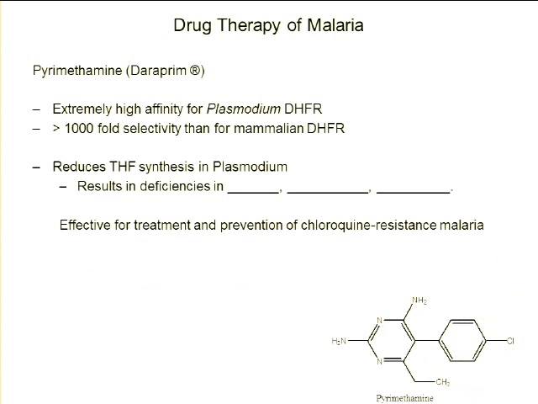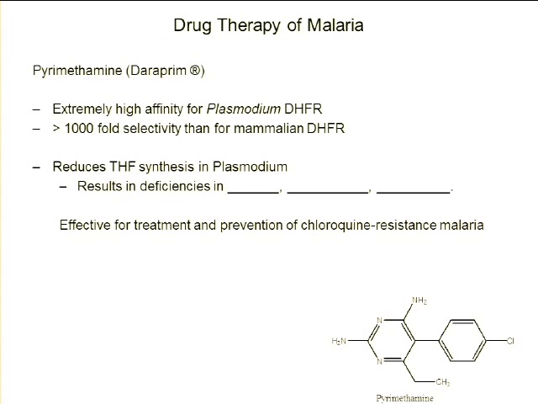All right, Daraprim is another one that can be used. It's got very high affinity for the plasmodial dihydrofolate reductase. So the selectivity, because we also have dihydrofolate reductase, the selectivity comes from having 1,000-fold greater affinity for the plasmodial DHFR versus mammalian DHFR. So it's going to reduce tetrahydrofolate synthesis selectively in the plasmodium.